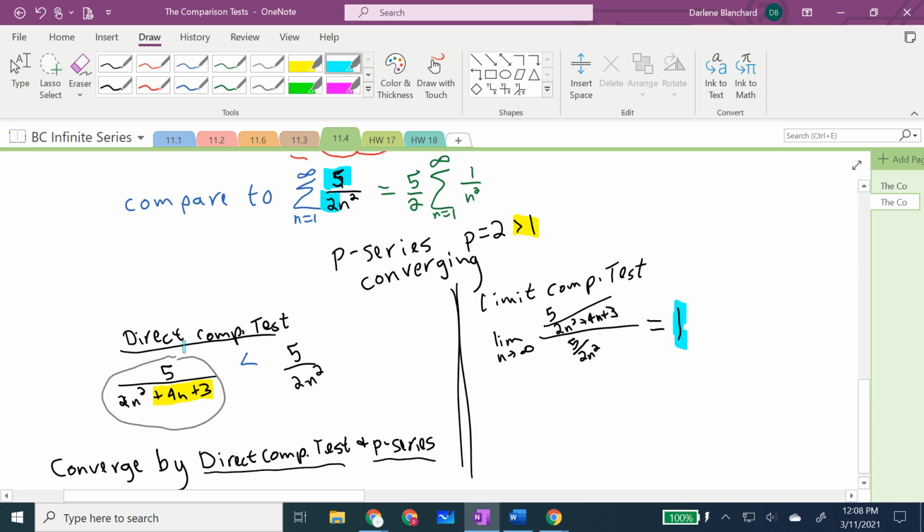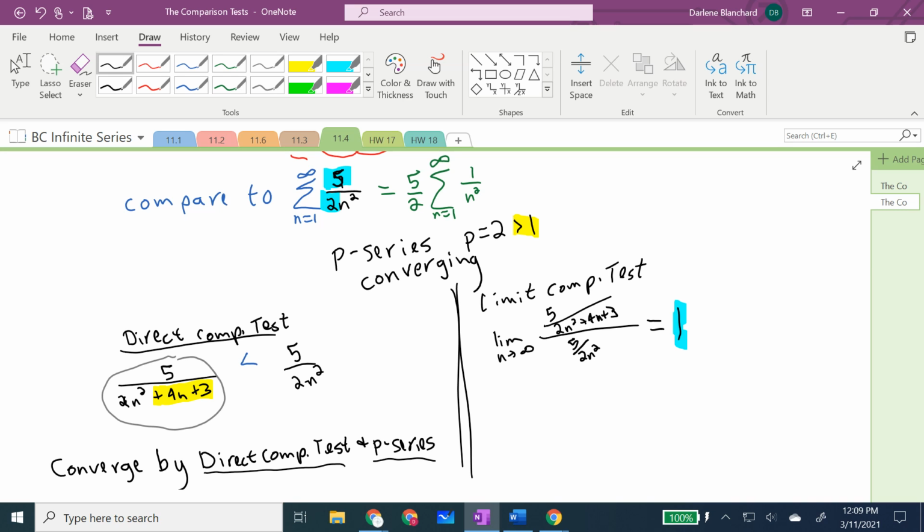Most of the time, it also makes the direct comparison test easier, but that's not always the case. But for limit comparison test, keeping those coefficients that go with the terms that are leading this to infinity allow you to create something that is actually in a 1-to-1 ratio. And then limit is 1, you're good to go.